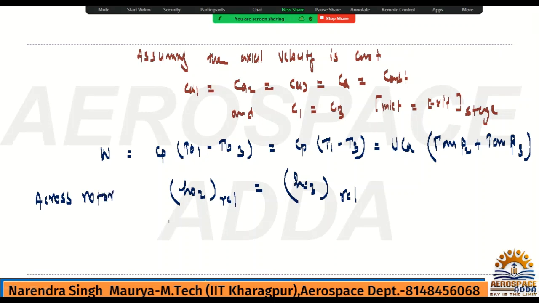So what is H naught 2? If you remember, H naught 2 is H2 plus the velocity term. What is H2? It is Cp T2 plus the relative velocity term, omega 2 square by 2. Similarly here, it is Cp T3 plus the velocity component. Because it is relative, omega 3 square by 2. And you know very well, if you solve this, you will get it from the triangle.